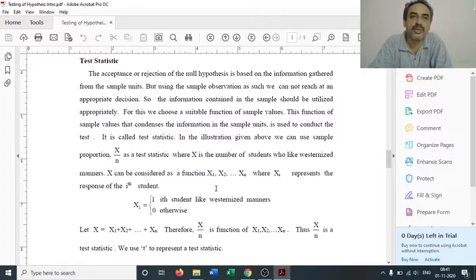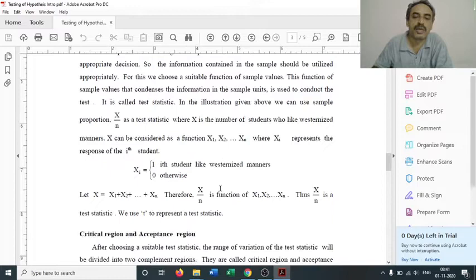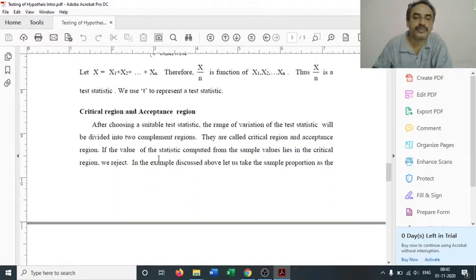And that equation formulated based upon these x variables representing the sample, that is x1, x2, etc., xn, is known as a test statistic. When the same statistic is used for estimating, it is known as an estimator. When the statistic is used for testing, it is known as a test statistic. So here we have an example for proposing a test statistic. Here we propose sample proportion as the test statistic.